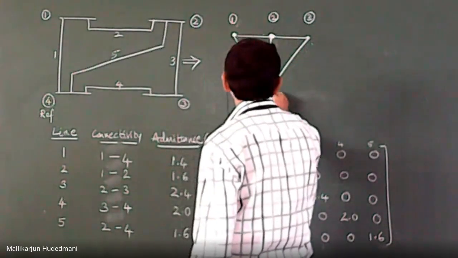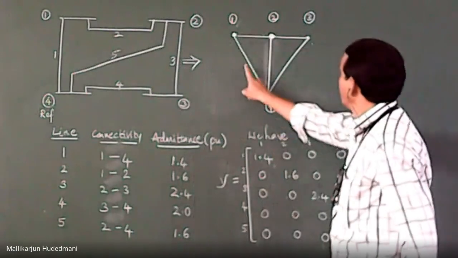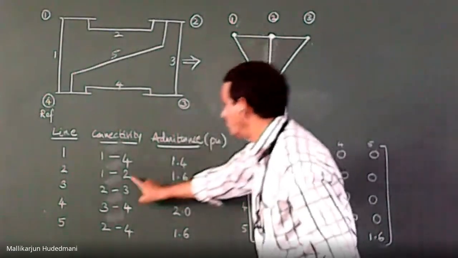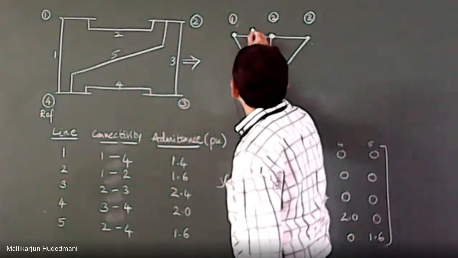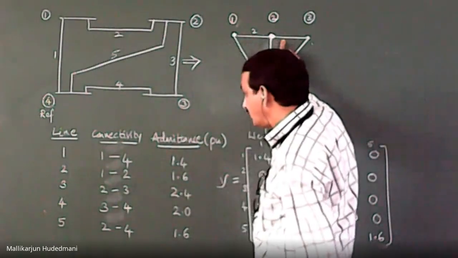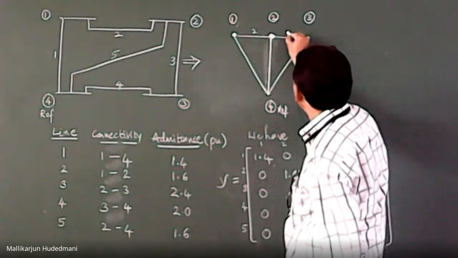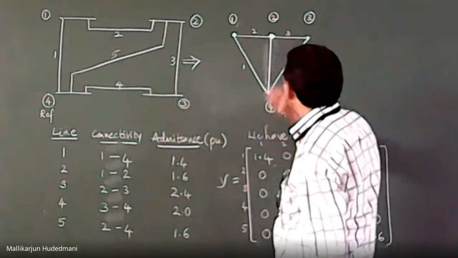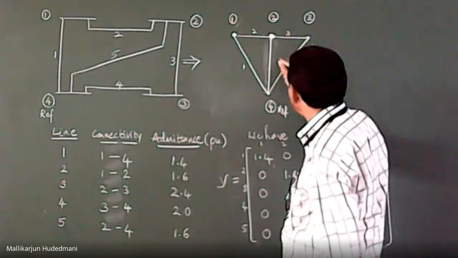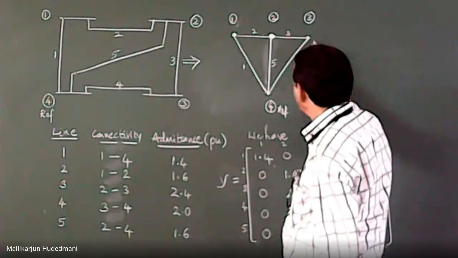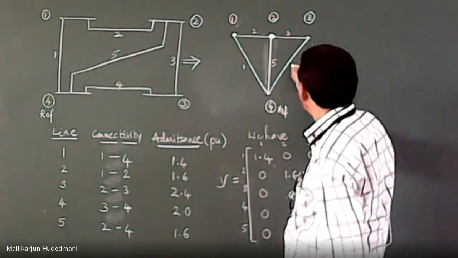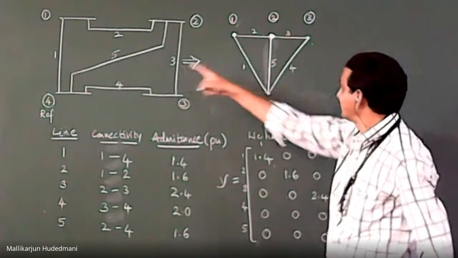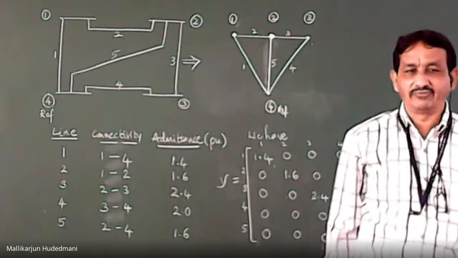Okay. How many elements I have now? 1, 2, 3, 4, 5. I label the elements. 1 to 2. This is number 2. 2 to 3. This is element number 3. 1 to 4. This is element number 1. 2 to 4. This is element number 5. 3 to 4. That is element number 4. You can see 1, 2, 3, 4, 5. Like that diagram, I generated a graph.